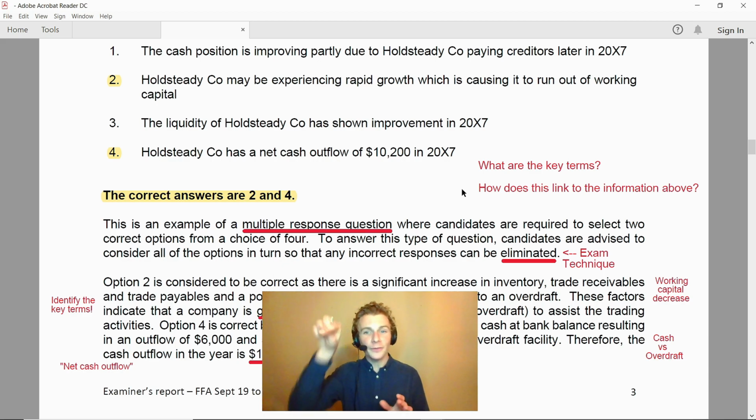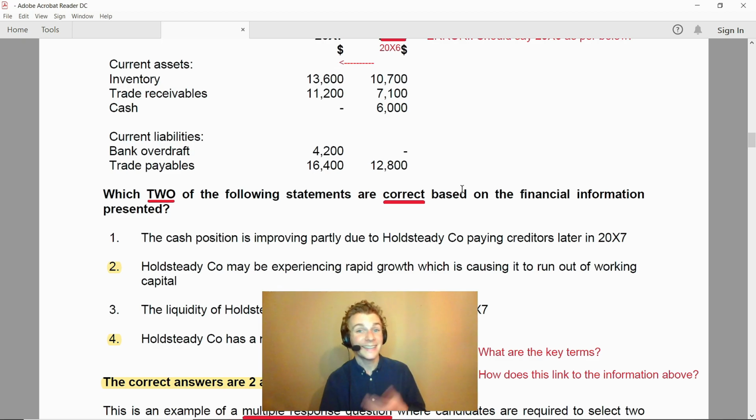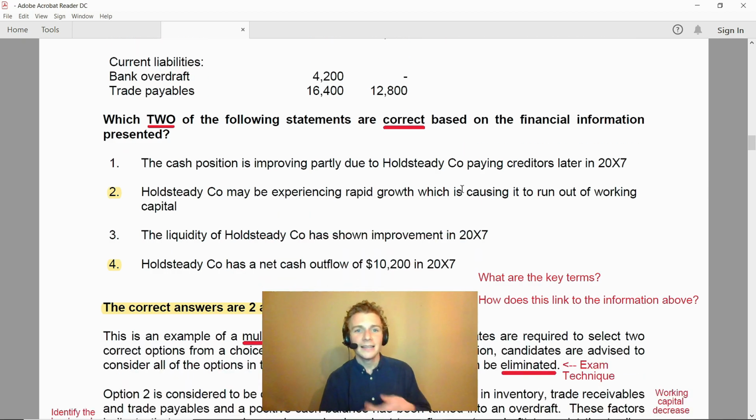Make sure you've got those jotted down on the side there as to what the key terms in the actual question itself are, and how this links to the information above. So when you read through points 1, 2, 3, and 4, how does that link into the actual current assets and the current liabilities? So let's just go through it now.